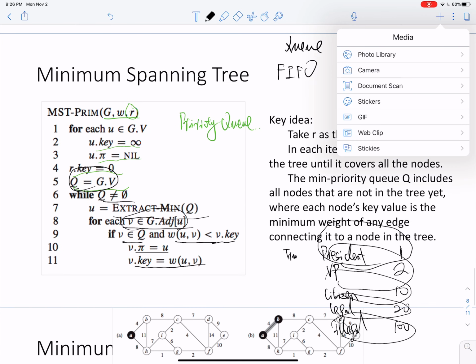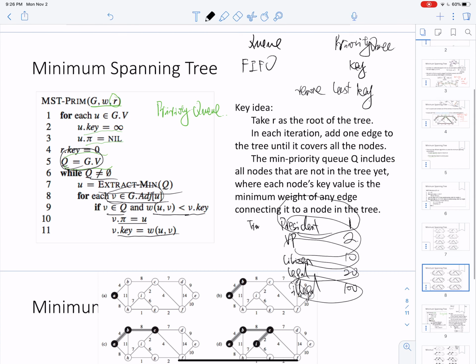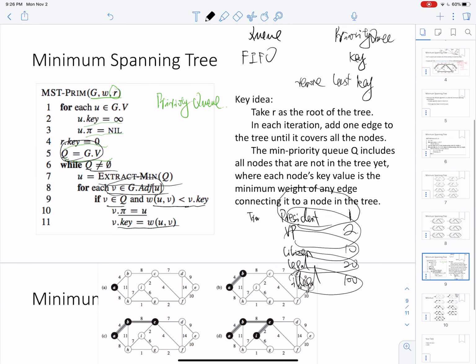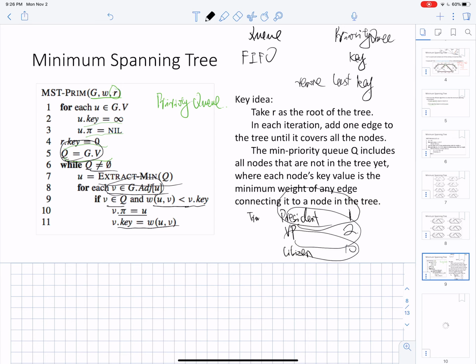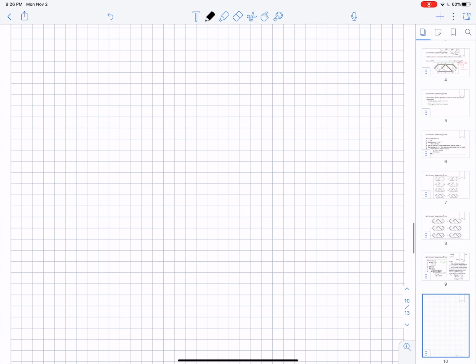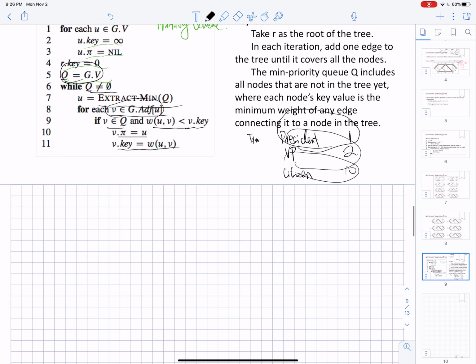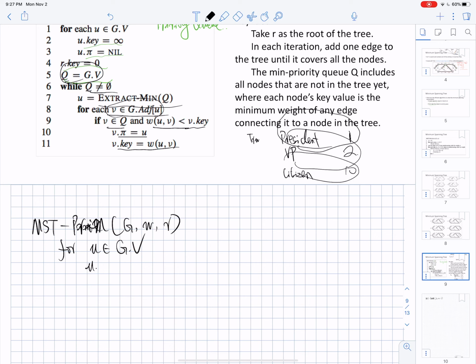Again, I'm going to explain it by using an example. I'm going to use an example right over here. First I'm going to write down the pseudocode on the left. Prim's algorithm with G, W, and R. For each node U inside G dot V, we are going to associate it with a key that is infinity, and with a pi that is nil.